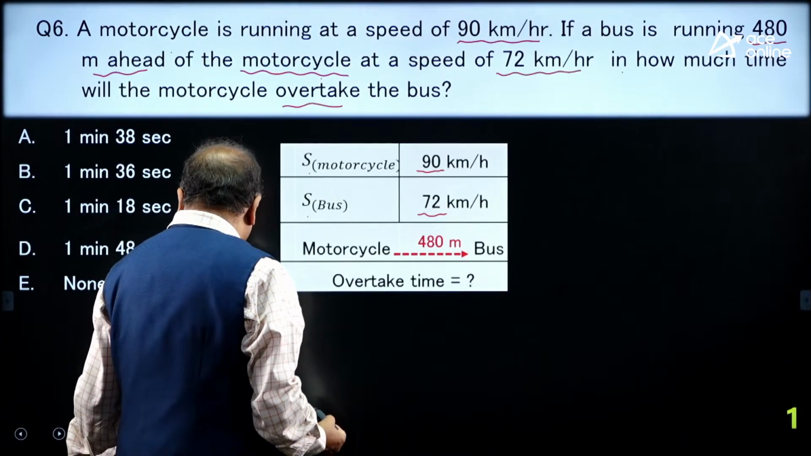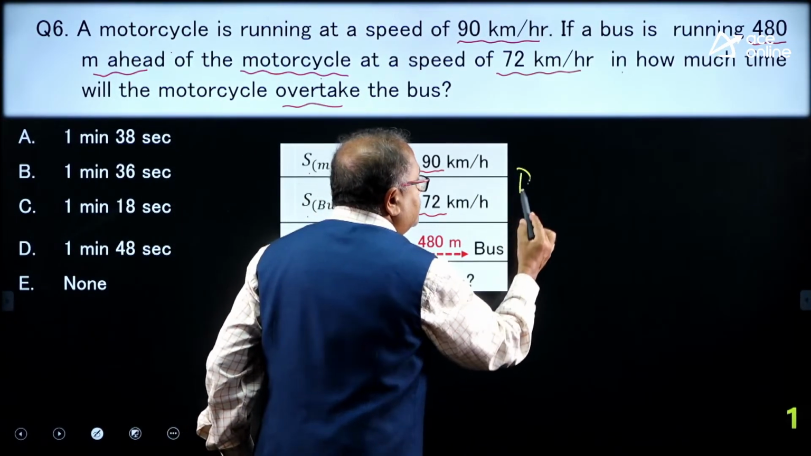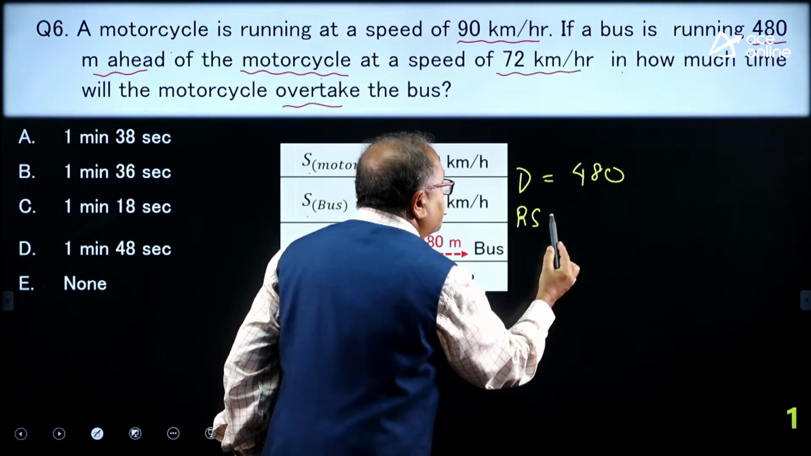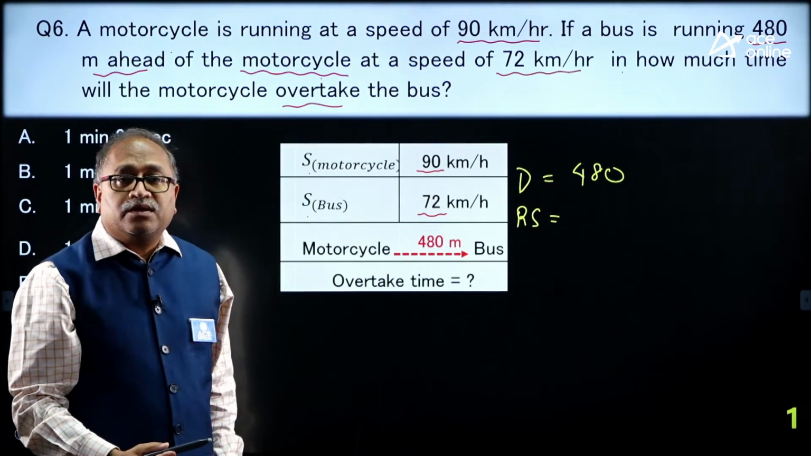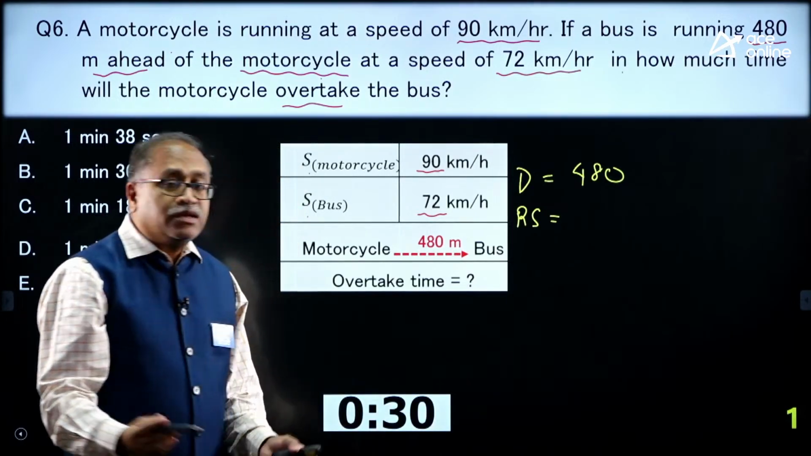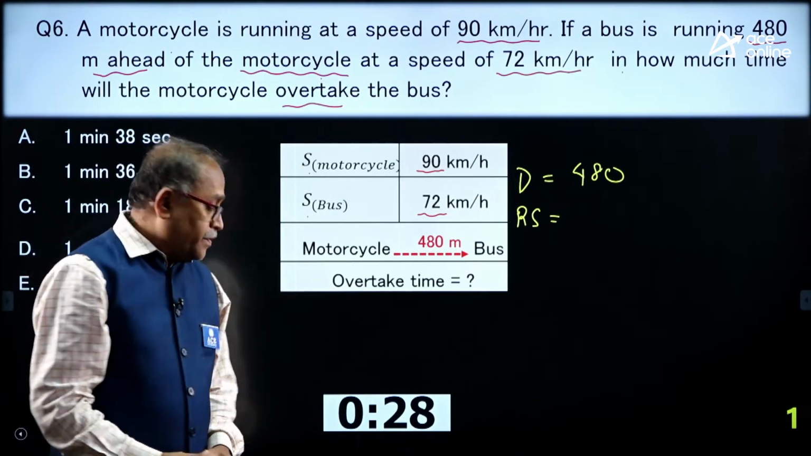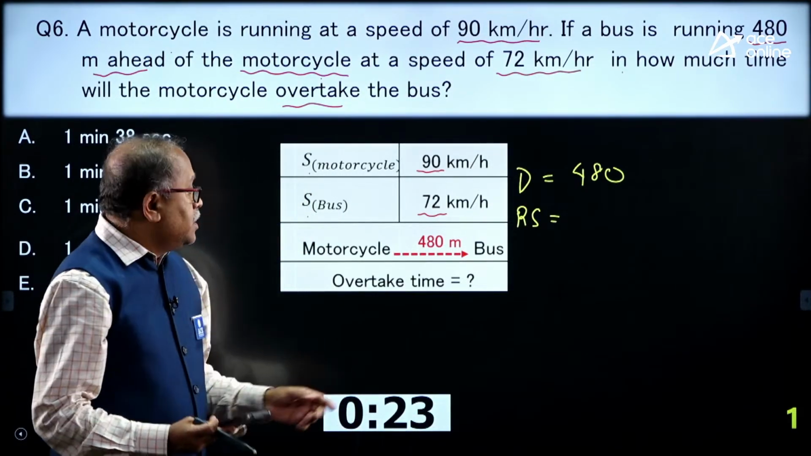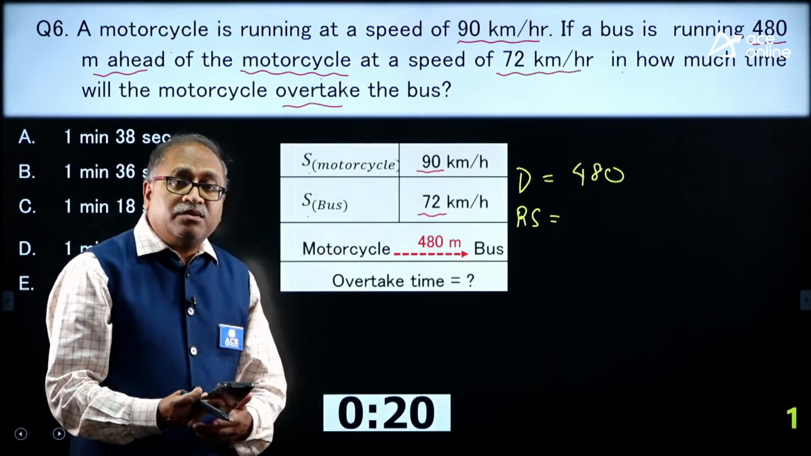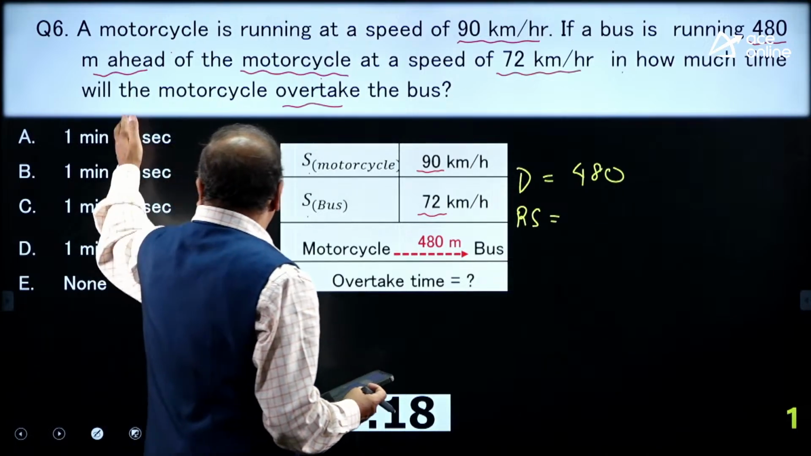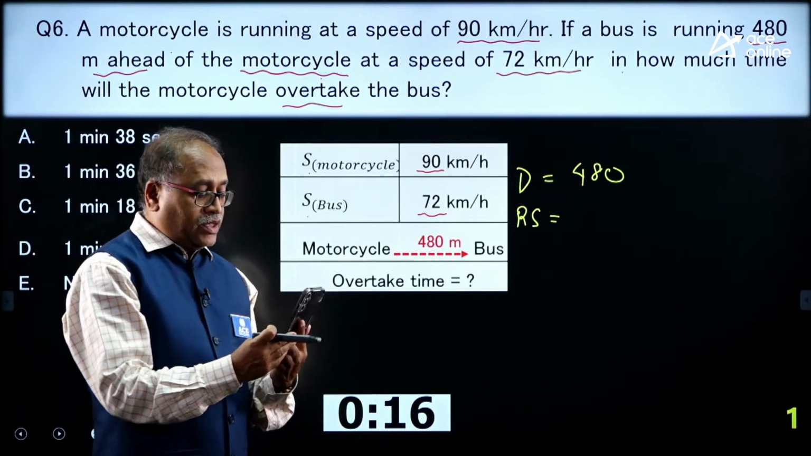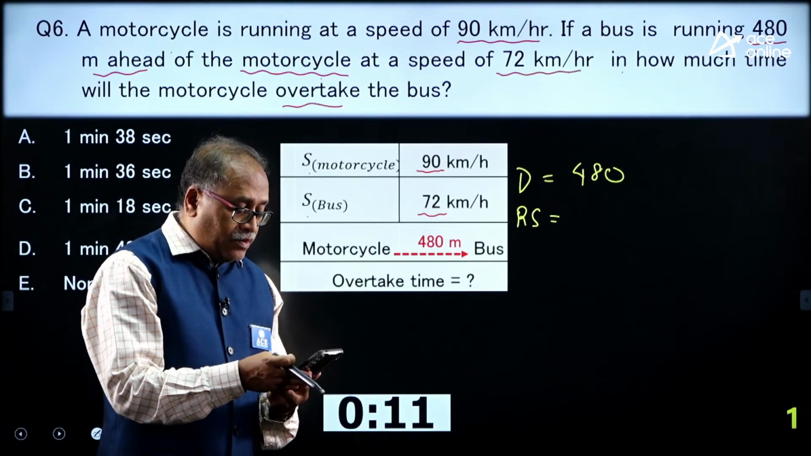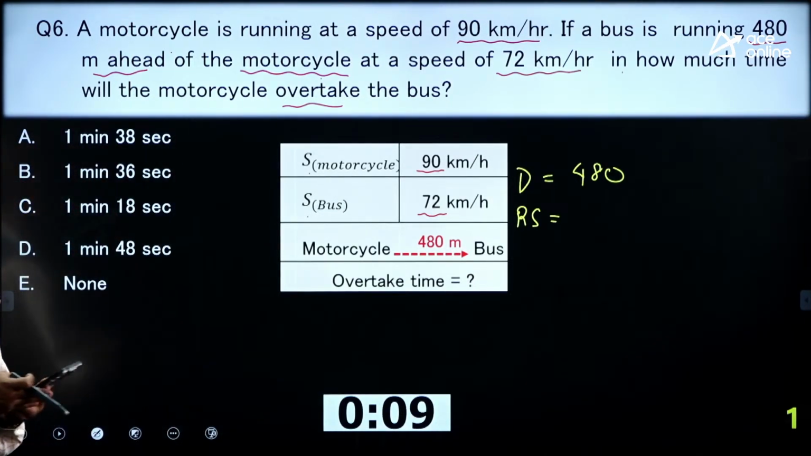So, that means we know our distance is 480, and you know the relative speed. You can find out the relative speed. Within no time we can answer the question. Your 30 seconds starts now. You do not need the 30 seconds to answer this particular question. The bus is 480 meter ahead. So, this is what the answers are. Come on, my friends. You can answer the question. I am just keeping myself away from the screen.